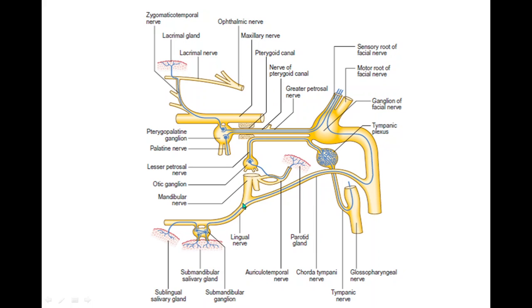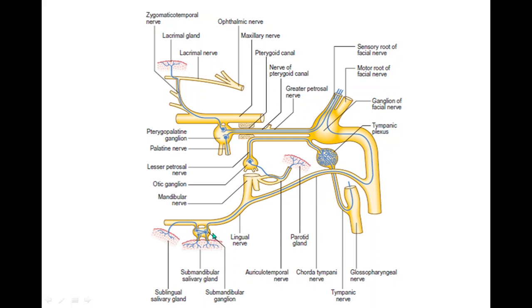So now you have the submandibular ganglion. The preganglionic fibers for this submandibular ganglion come through the chorda tympani nerve, which runs along with the lingual nerve. Then the postganglionic fibers mix with the lingual nerve and reach the target organs, the submandibular salivary gland as well as the sublingual salivary gland.